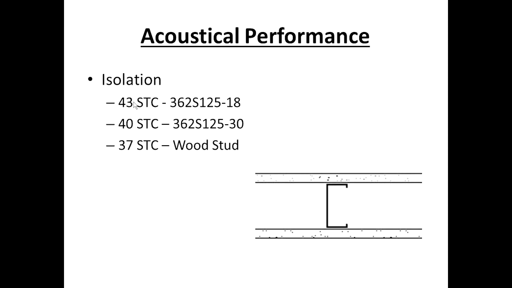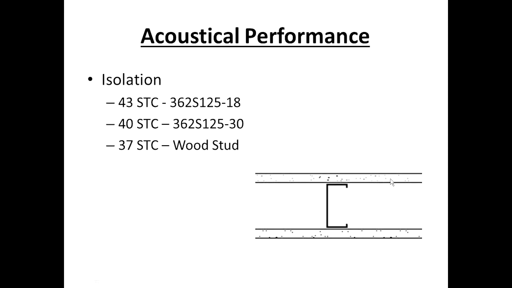50 is considered a benchmark of quality wall. Some codes now dictate a 55, some a 45, but a 43 is not necessarily bad. But look what happens when I make that stud stiffer. If I put in a wood stud, it drops down to 37. I've lost 6 points.